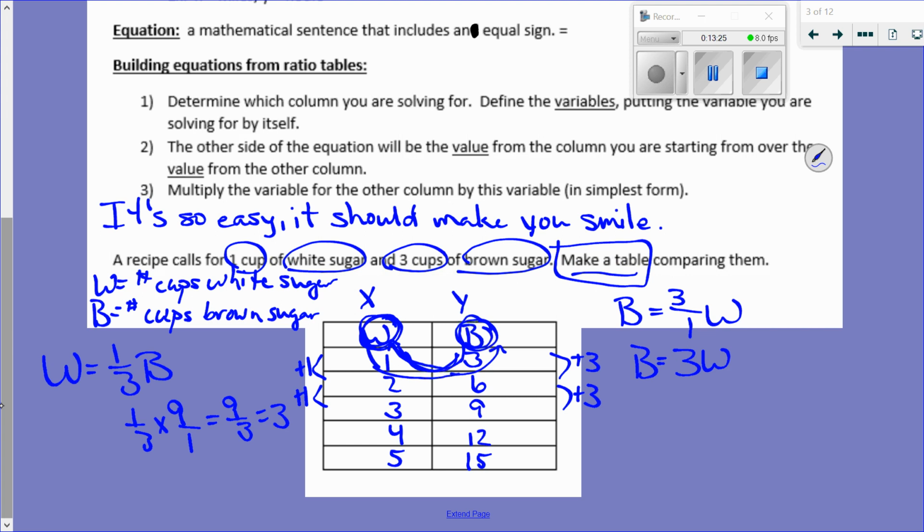Okay, any questions on, yes, JJ? Yep, 3 divided by 1 is 3. Is 1/3 the same as 3 over 1? This one worked out to 3 because I used the value of 9 for the browns. If I'd used a different value for the brown, it would not be 3 for white.